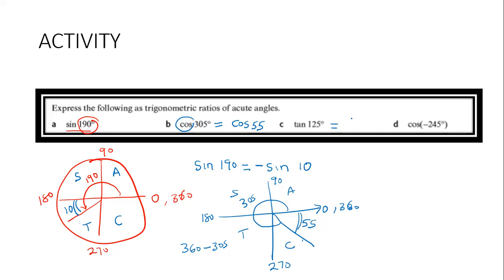Then part C, I expect you to have negative tan of 55. In case that is what you have, you are very correct. Then the last part.